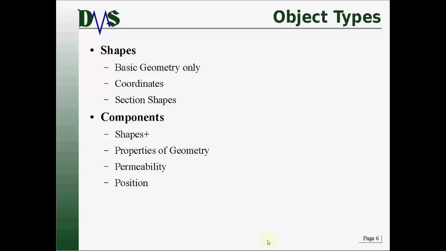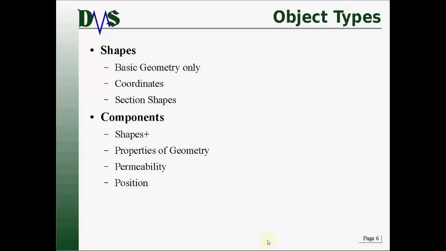Right, so what are shapes and components and parts? Let's start at the most basic level, which is a shape. A shape is basic geometry only. We're only talking about the actual section shapes, the physical structure of whatever your thing is. So we're talking XYZ coordinates here, and that's it. That's all that you have in a shape.